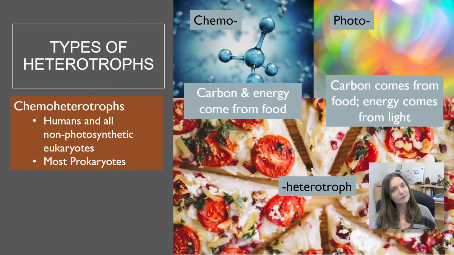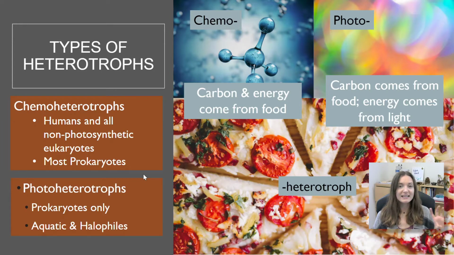This kind of weird group of photoheterotrophs, they still get their carbon from their food that they eat, from their environment, but they get their energy from sunlight. So only a very small portion of prokaryotes would be photoheterotrophs. This is kind of a rare group. There's not a whole lot that fall into this group. So they're still eating, they're still getting their carbon from their environment, but the energy that they get comes from sunlight.